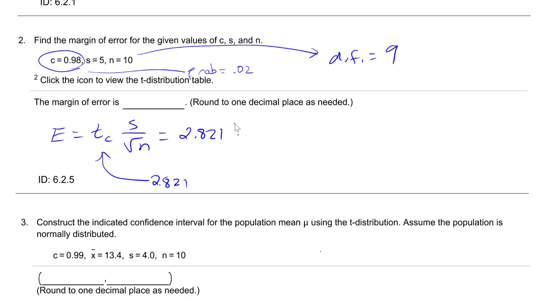So we get 2.821 times s, which is 5, over the square root of 10. Remember, we're using n there, not the degrees of freedom. And this comes out to about 4.5.